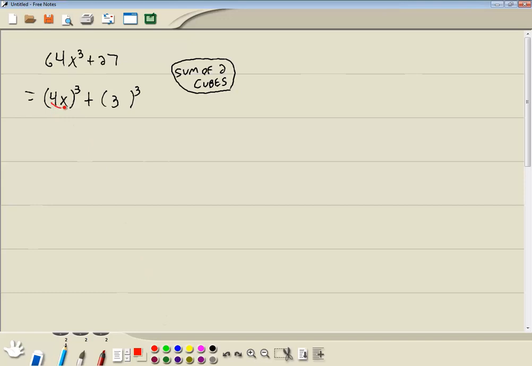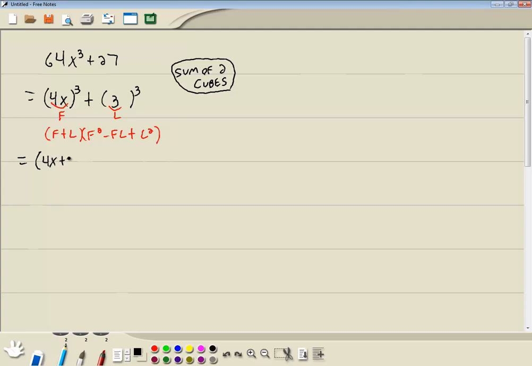Now I'm going to label what's inside the first set of parentheses as F for first. I'll label what's inside the last set of parentheses as L for last. Our formula for the sum of 2 cubes is F plus L, F squared minus FL plus L squared. So now everywhere we have an F in our formula, we'll plug in 4x, and everywhere we have an L, we'll plug in 3.